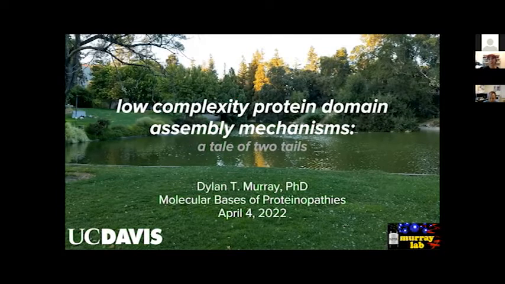So it's quite recent. And the focus of his research is on understanding the physical chemistry of low sequence complexity protein domains and how these properties relate to their microscopic behavior in the cells.